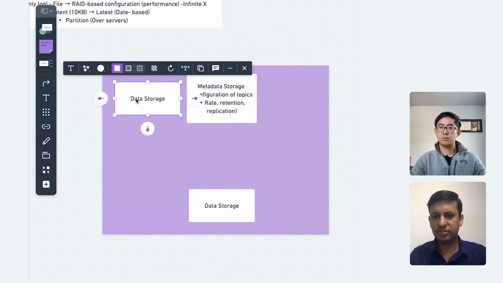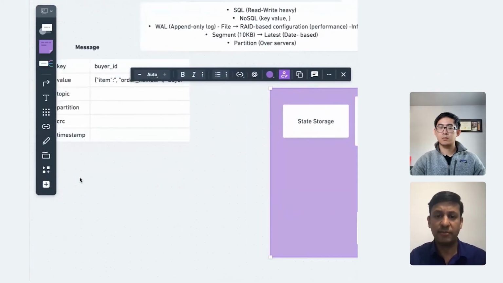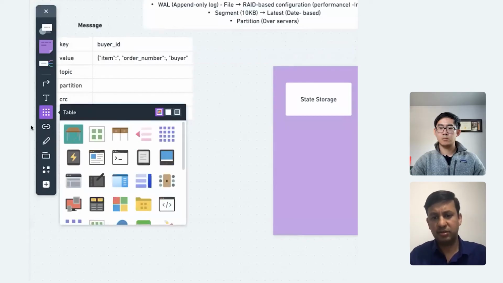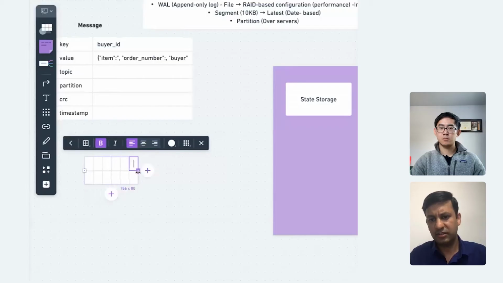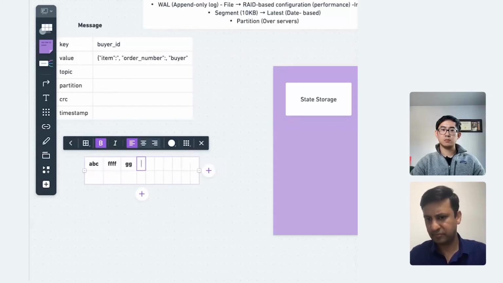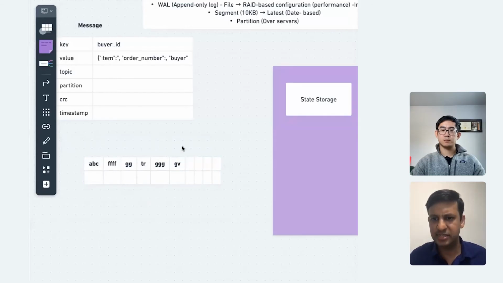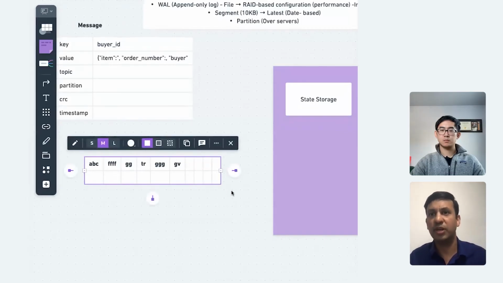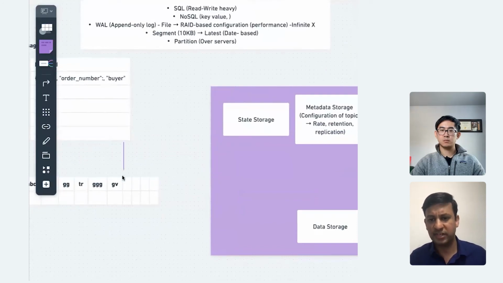Then I would need some kind of state storage also. For each consumer, where did they read? Because we have a table, some kind of file is stored. If we are talking about A, B, C, D, I'm just using random data, but it is possible that one consumer is reading until, like I mentioned about polling, every 1 minute I will be creating a batch, getting probably 50 messages for a particular topic. In that case, there will be an offset in this particular log.